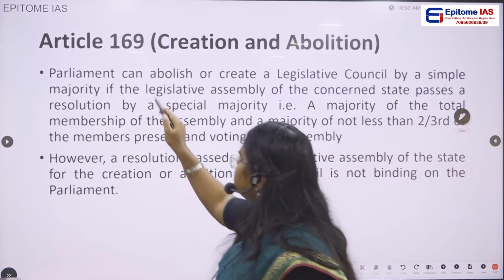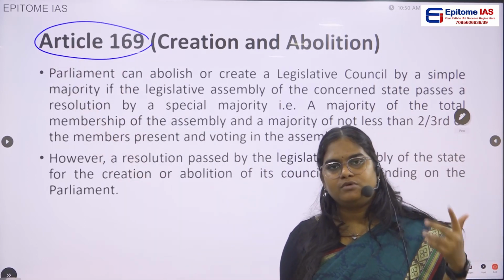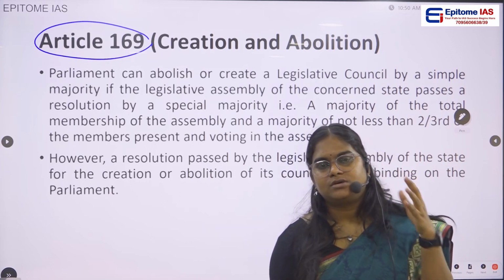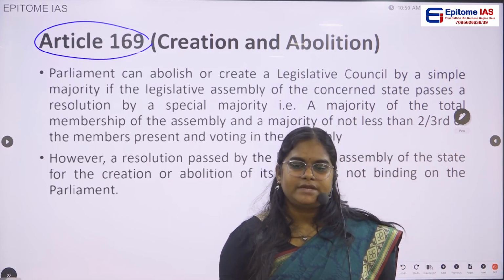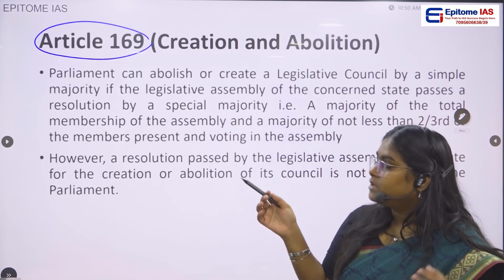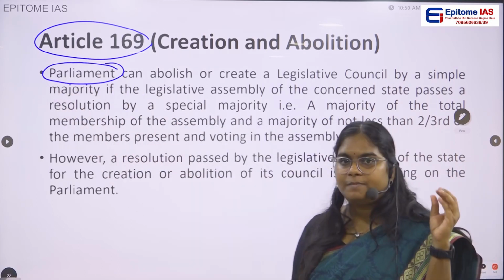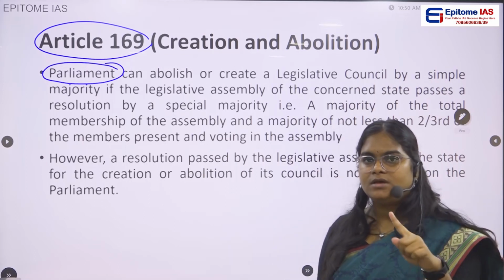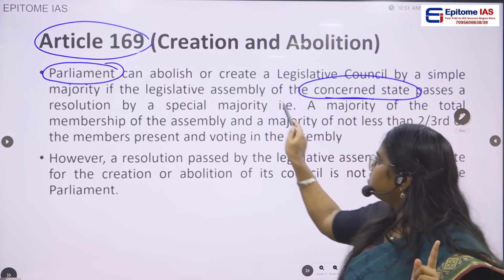And if you see Article 169 of the Constitution, it talks about the creation or the abolition of the legislative council. So let's say there is a state which originally did not have any legislative council. To create a new legislative council, what is the procedure for this particular state? To create the new state legislative council, the parliament, by the simple majority, can create a legislative council only when there is a resolution passed by that concerned state, okay, with a special majority.